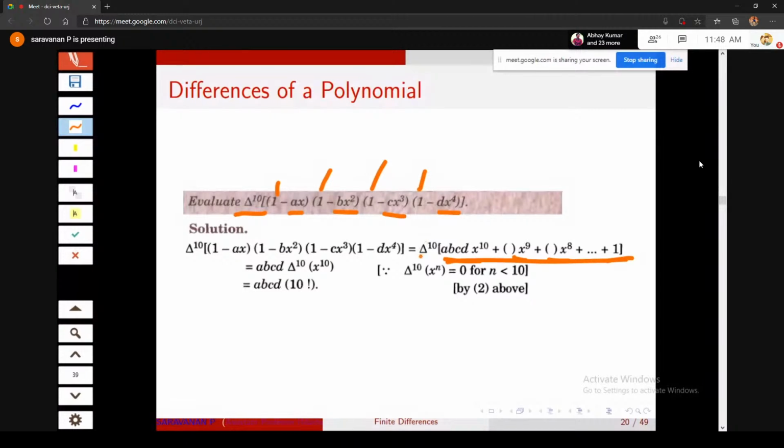So what is delta power n of this one? Just now we have computed. Whatever the constants here, that is a, b, c, d into 10 factorial. Here they have taken h as 1. Otherwise we can write h power 10. If I take the differences as h, you can write h power n. Otherwise you take h equal to 1, so you will get this.